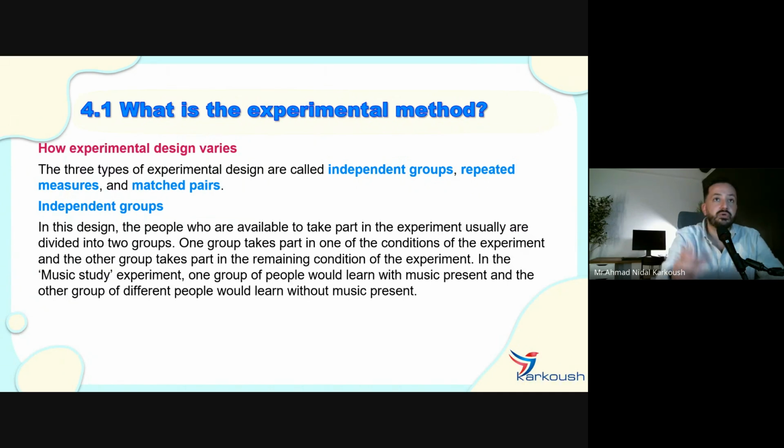That's absolutely correct. So, technically speaking, in a music study experiment, one group of people would learn with music present, and the other group of different people would learn without music present. That's it. So that's independent groups.